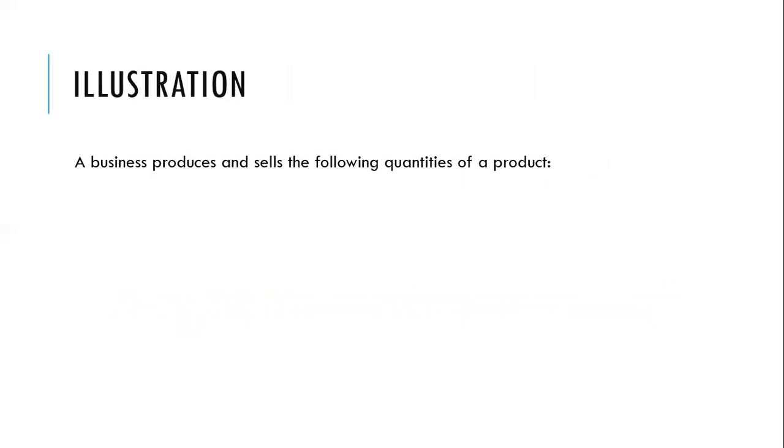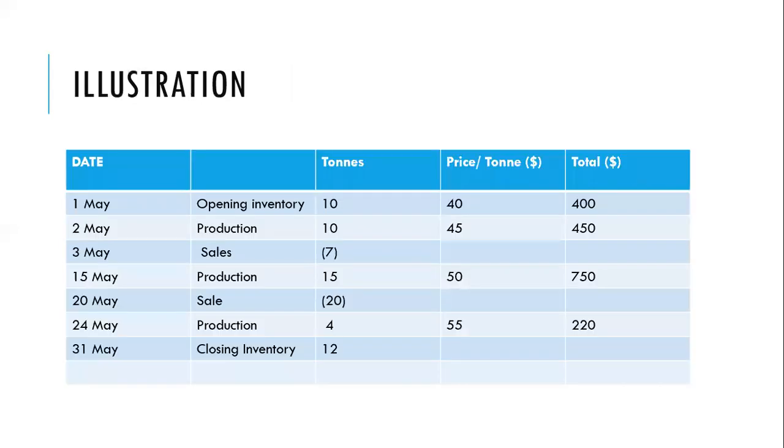Okay, illustration: the business produces and sells the following quantities of the products. You can see the charts showing opening inventory on 1st May. They have 10 tons, and the valuation was at $40 per ton. That will give us 400. So basically we have production, sales, then we have a closing inventory of 12 tons.